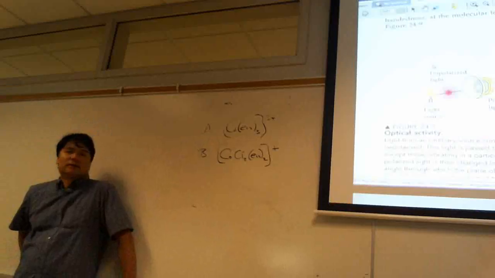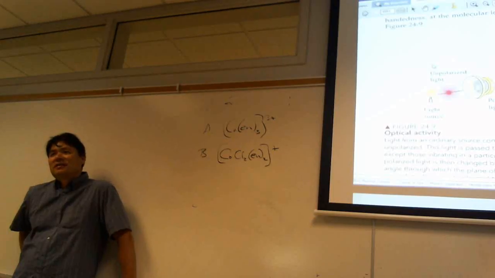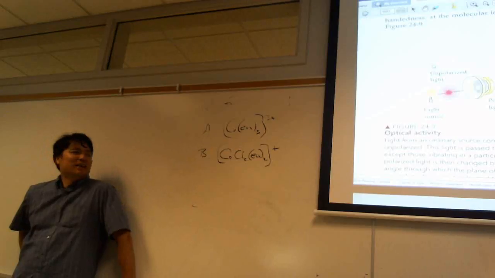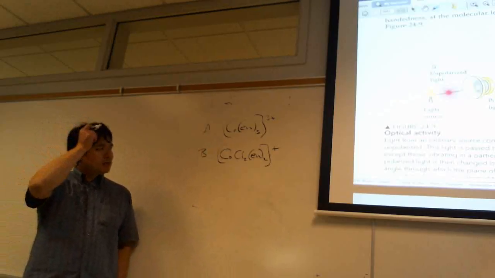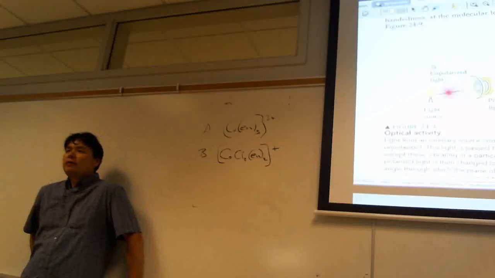Dichlorodiethylene cobalt 1. Close. No. Very close. Almost. Okay, someone else? Or you want to try again? Dichloro. Bis. Yes. Dichlorobis(ethylenediamine)cobalt(I) or cobalt(III). Good. So yes, dichlorobis(ethylenediamine)cobalt(III). Tell me how many isomers you generate and what they are.